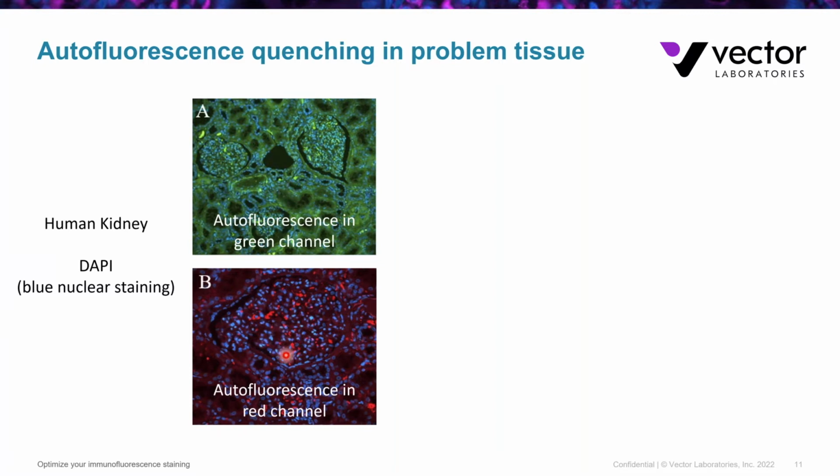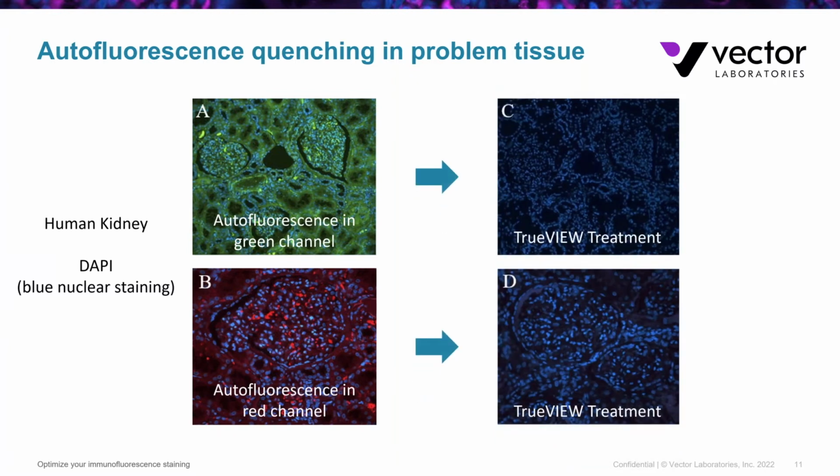And this is a similar section, human kidney, showing red autofluorescence in that channel. And just to showcase the treatment of autofluorescence, the TrueView treatment and the reduction of autofluorescence in those corresponding serial sections, it shows elimination of the green and in the red channel, that autofluorescence, but you can still see the blue nuclei, which gives you a very nice opportunity to identify the underlying tissue morphology.